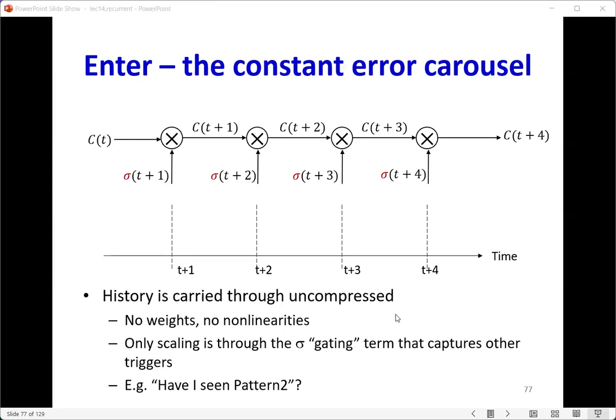So that gives us the structure called the constant error carousel. C is the memory. The C goes through straight in time. It has no weights, it has no activations. At each time, however, whatever is in the input is analyzed, and there's a switch represented by the sigmoid, which modifies what's in memory based on what it sees in the input. Is this picture making sense?